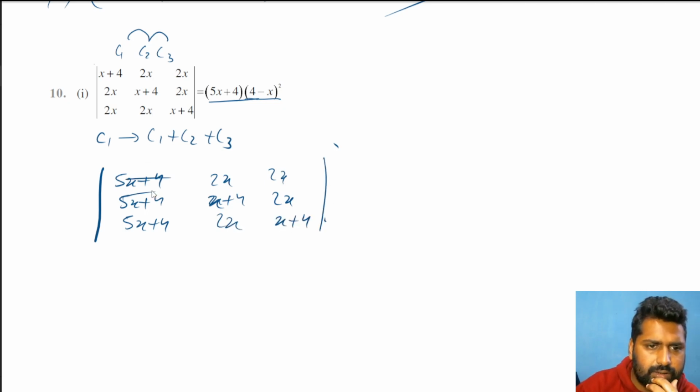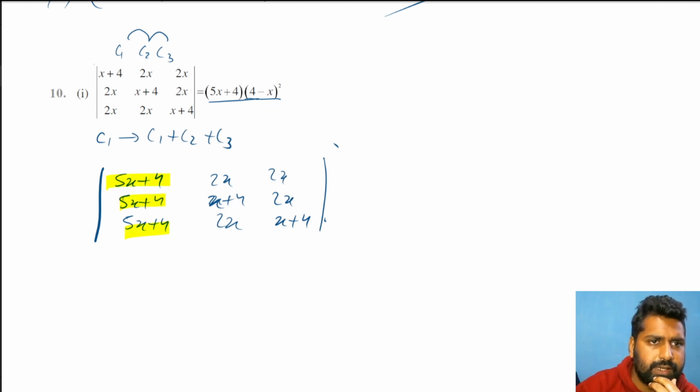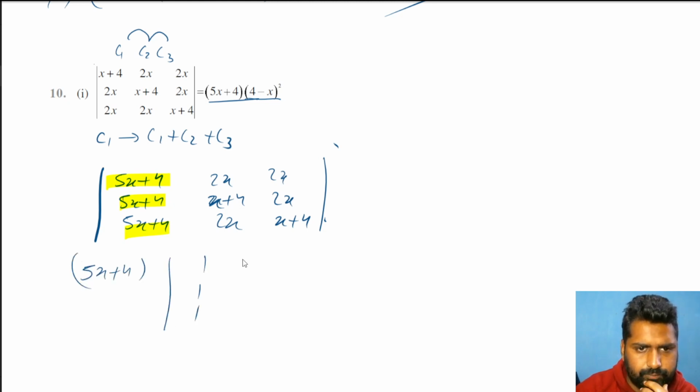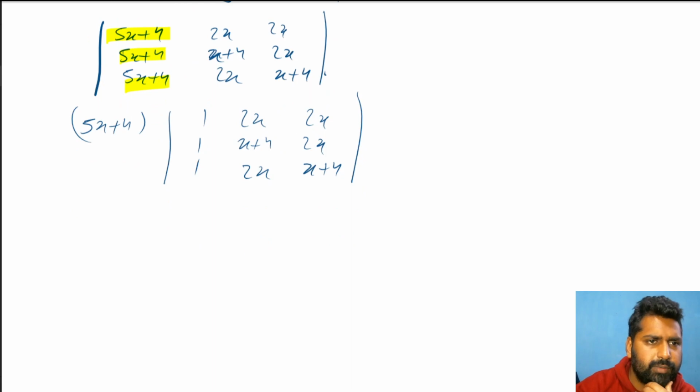Good thing is, these three expressions are same, so we can take it common. So 5x plus 4 goes outside the determinant. 1 1 1, 2x 2x, x plus 4, 2x 2x, x plus 4. And now that you have solved these many determinants, you know what we are going to do. We are going to generate 0. Let's generate it.